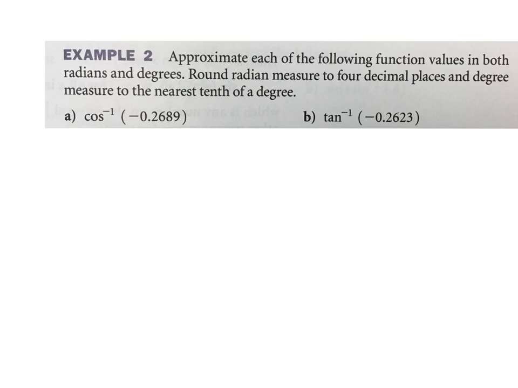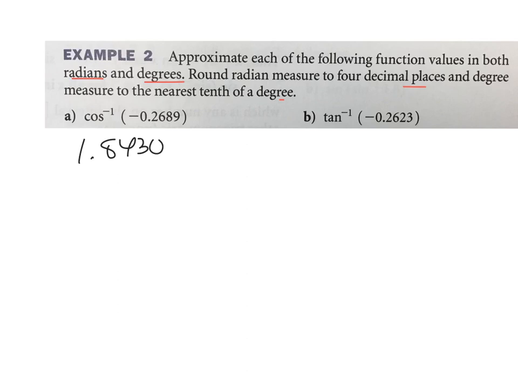This one says find both radians and degrees, 4 decimal places, and there's 1/10 of a degree. So I'm going to do radians first. You're going to punch these in your calculator along with me to make sure you're getting it. Check your mode to make sure you're in radians. Doing radians first, I'm going to do second cosine. If you look above your cosine button, you'll see the cosine -1 or inverse cosine button. And I'm punching in -0.2689. And I'm getting this answer right here, 1.8430. That's the radians.